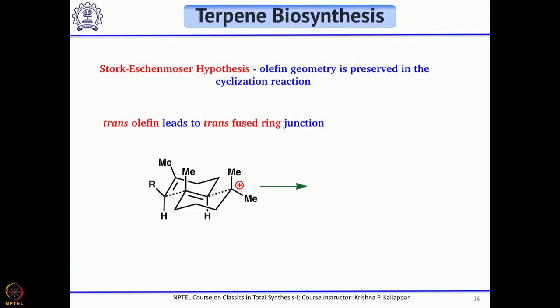You can see the center one is a trans double bond. Can you see? It is a trans double bond. Now after cyclization, it forms a trans decalin system. Basically, the trans double bond geometry is preserved in the final product.